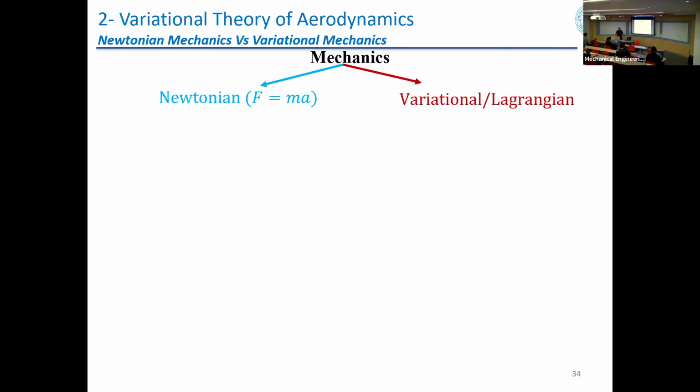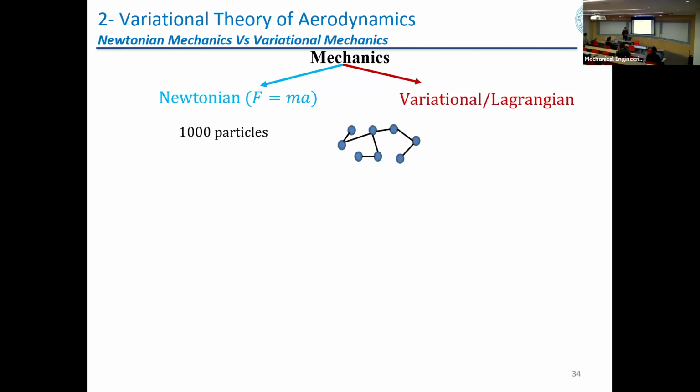Let me give you a quick example to refresh our memories about how to solve a problem using the two approaches. Here is a simple example. We have 1,000 particles in 3D. So in total, these are 3,000 degrees of freedom. But they are not all independent and free. They are rigidly connected so that if one moves, it drags the other. So let's say we have too many constraints that leave only 2 degrees of freedom at the end.